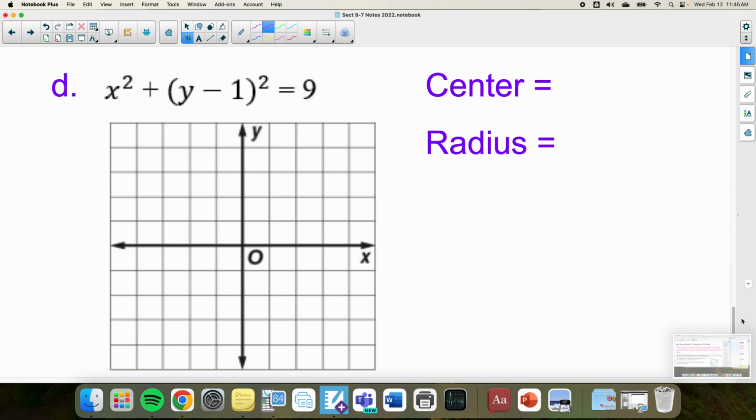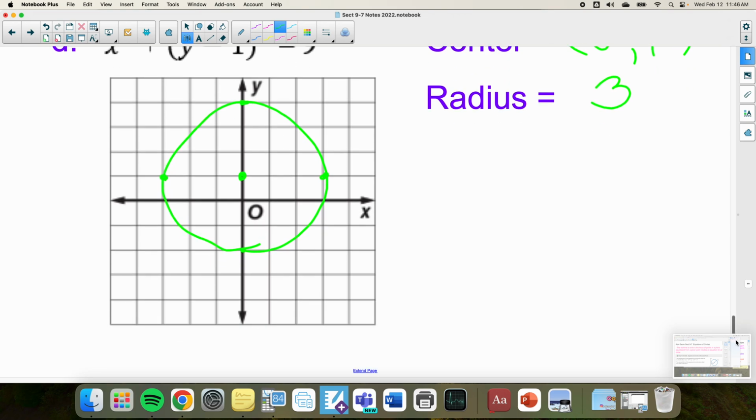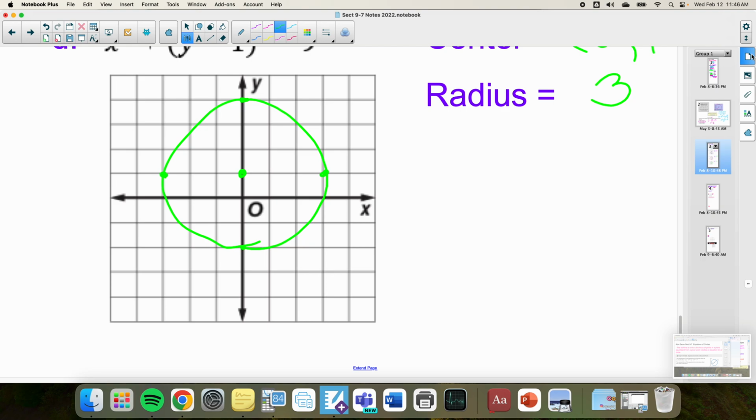Okay, so get this one. The center would be, and the radius, 3, very good. 0, 1 is this point right here. So then I'd go 3 in all 4 directions. So something like that. Okay.